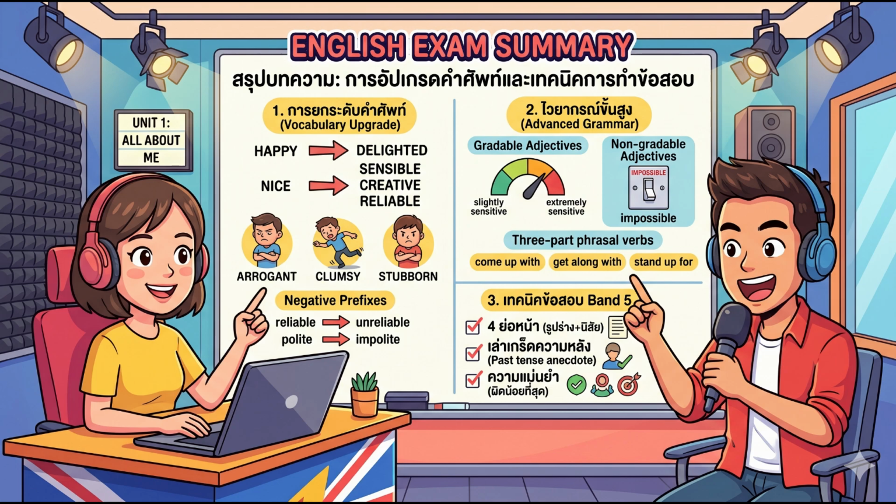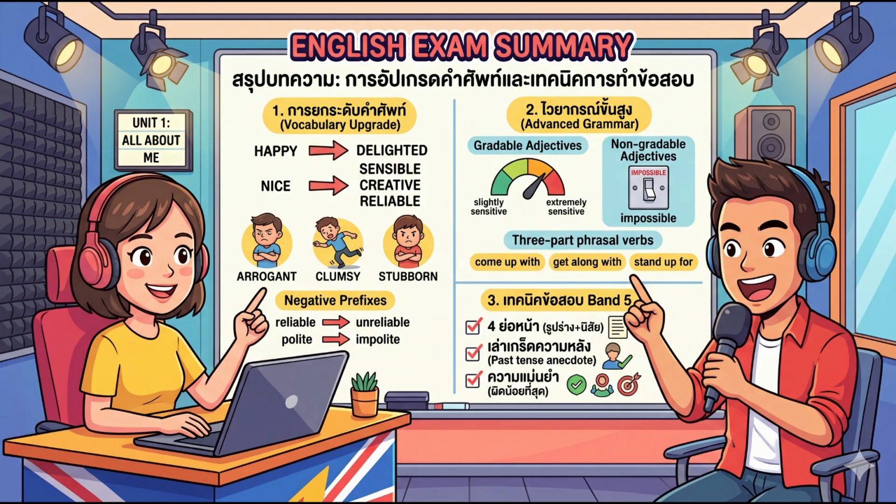It's simpler than it sounds. Think of gradable adjectives like a volume dial. You can turn the intensity up or down. So you aren't just sensitive, you can be slightly sensitive or extremely sensitive. Right. Non-gradable adjectives, on the other hand, are like an on-off switch. Like a binary thing. Yeah, exactly. You can't be slightly impossible or a little bit perfect. You either are or you aren't. And showing the examiner you know the difference between that volume dial and the switch demonstrates real control over the language.